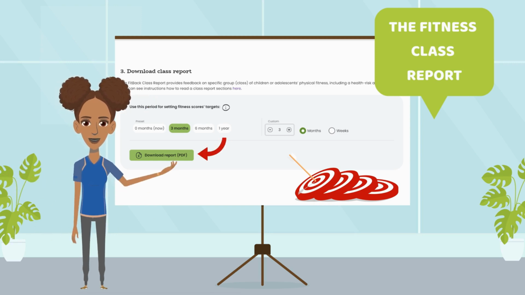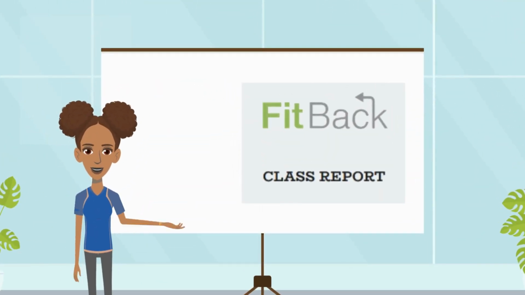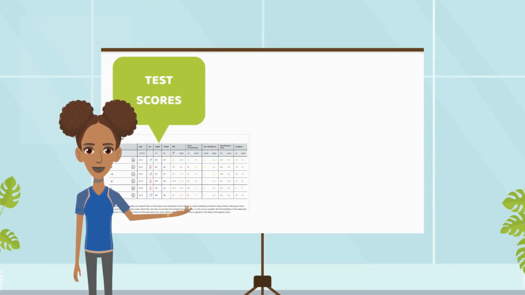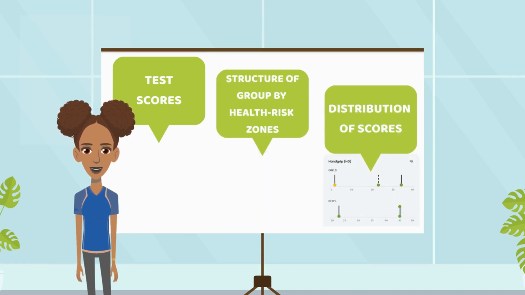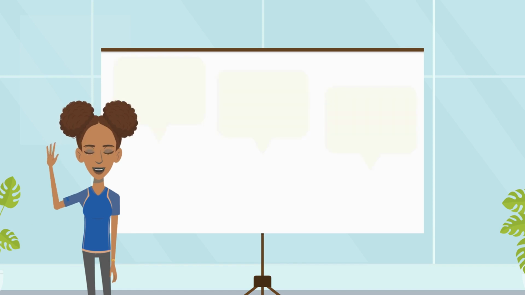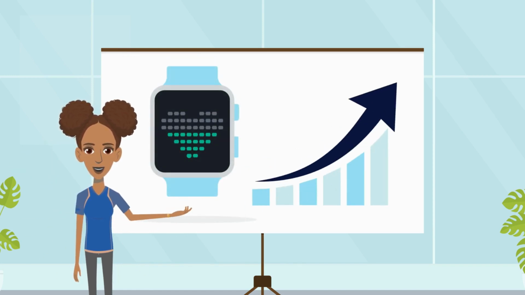Next, press Download Report. The class report is divided into 3 different sections: the test scores, the structure of the group by health risk zones, and the distribution of scores within the group. Come along and let's see how they can be useful to improve your planning of PE classes.